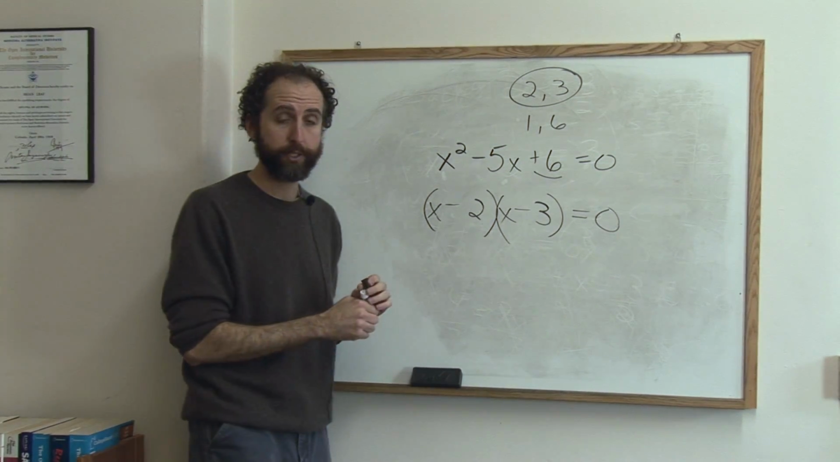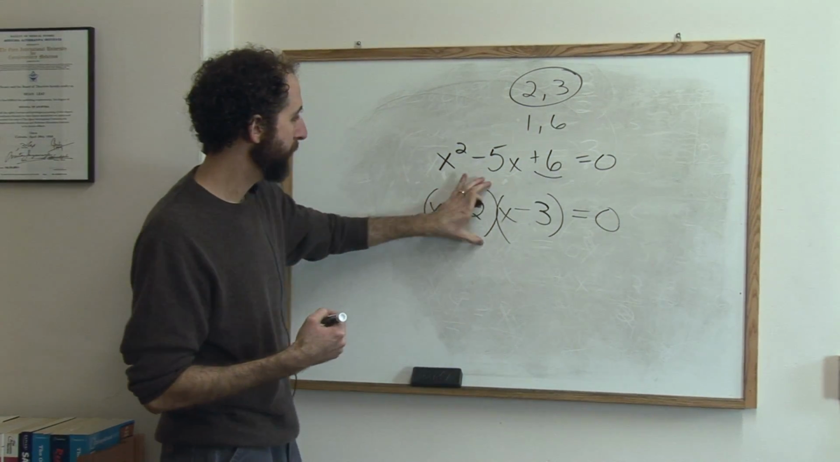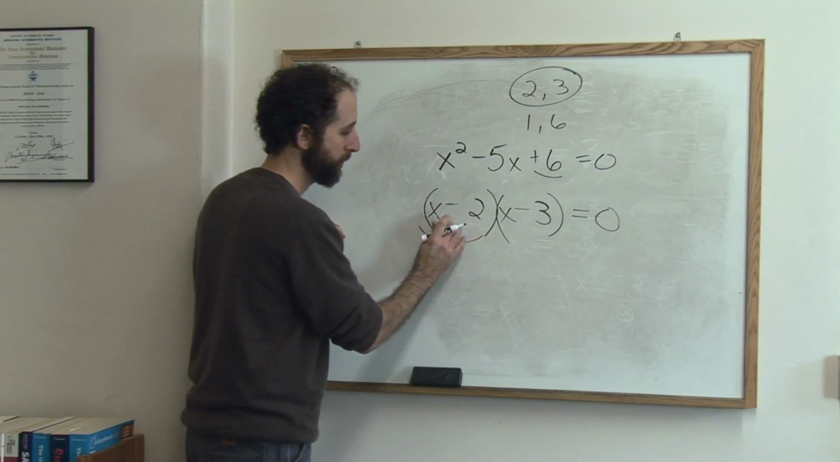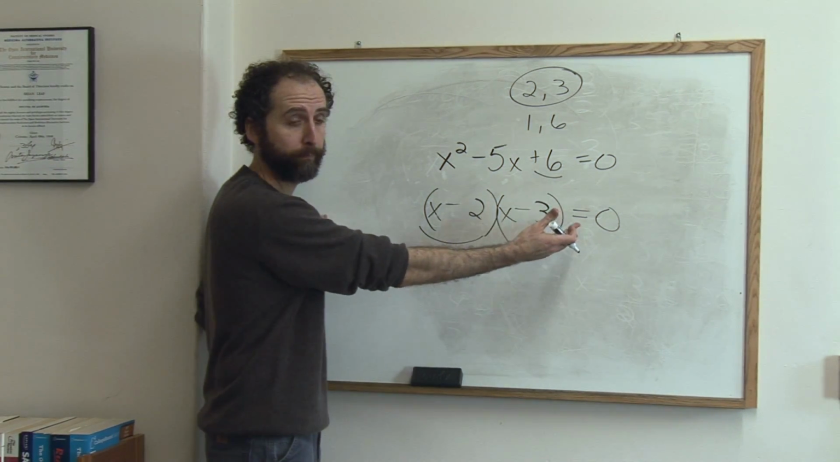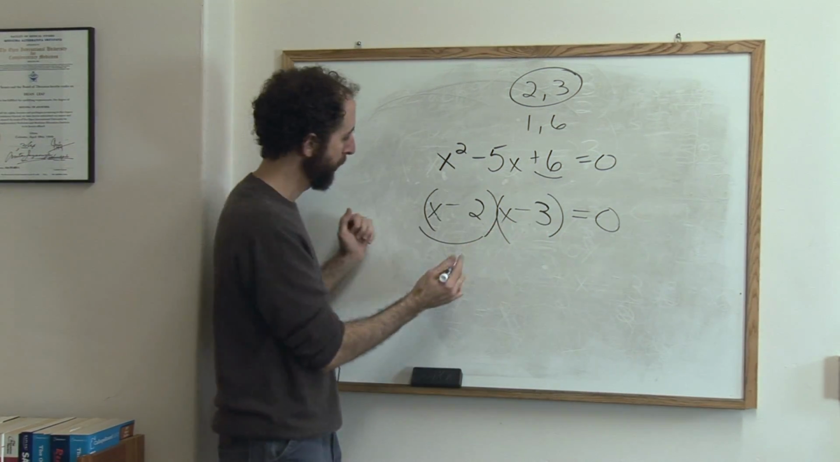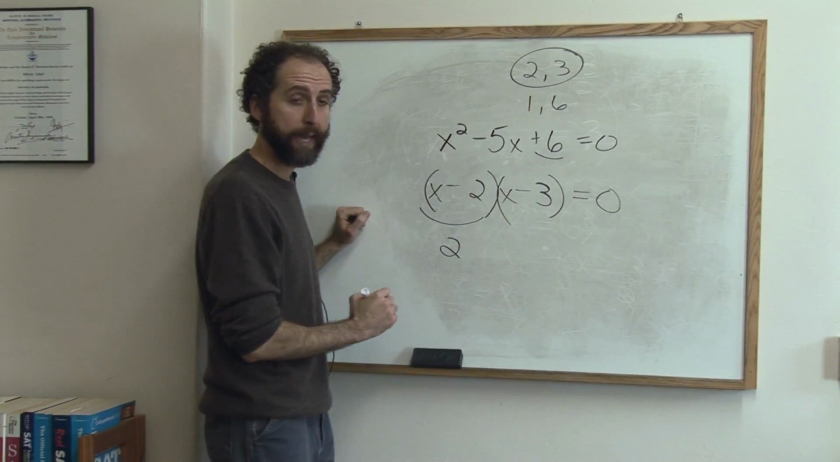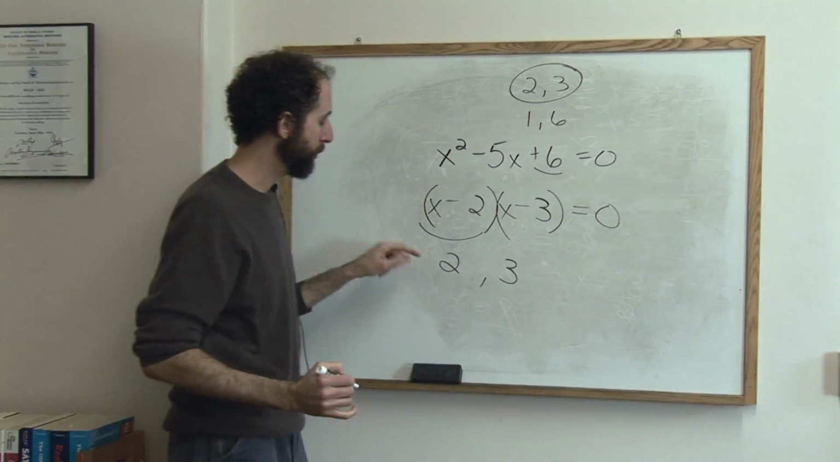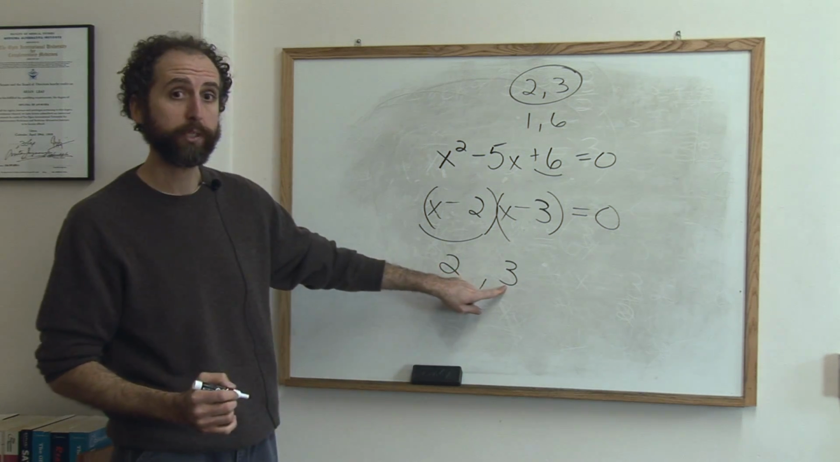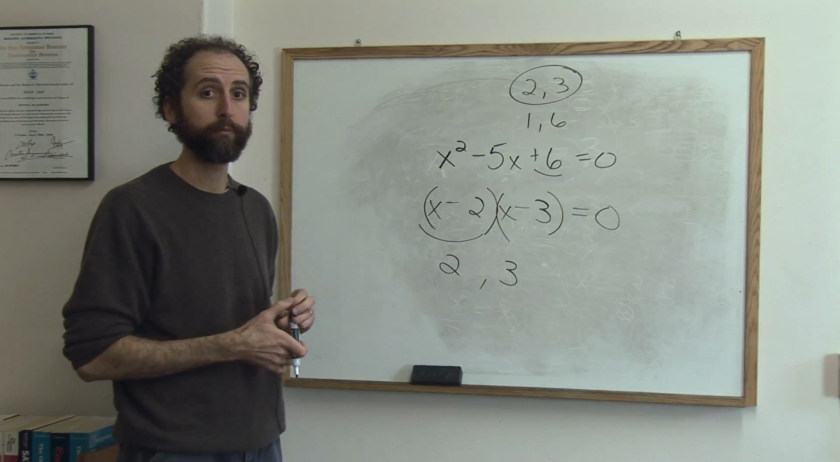So now we want to solve this. So we're going to say x minus 2 times x minus 3 equals 0. So either this one equals 0, because 0 times anything would be 0, or this one is 0, because anything times 0 would be 0. So 2 works, as does 3. So there's two solutions to this equation. Either x equals 2 or x equals 3. And that's your solution set for this question.